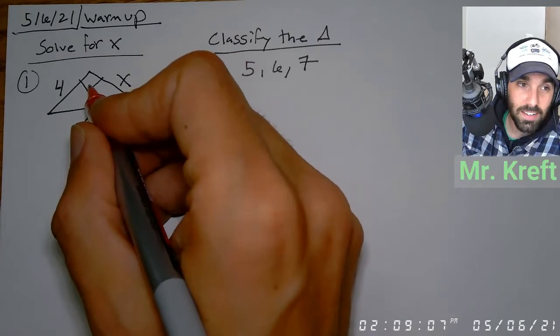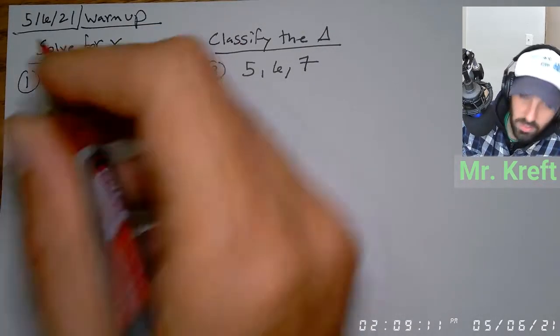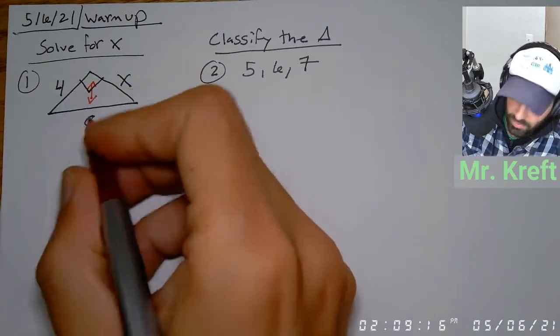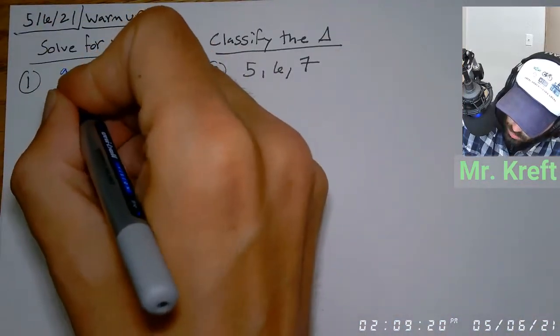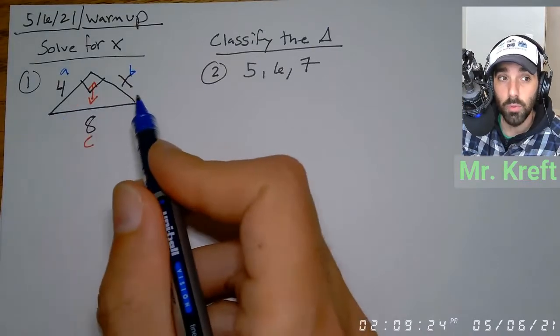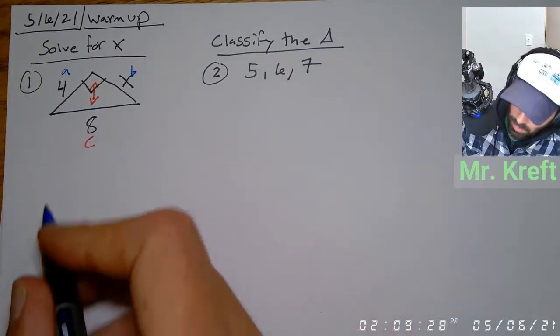So the first thing we want to do is find the 90-degree angle, and we're going to identify the side opposite of it. We're going to be doing that a lot today. So the side opposite of it is going to be my C. And then that means my other two sides are going to be my A and my B. And it doesn't matter which one's your A and which one's your B because we're adding, so order doesn't matter.